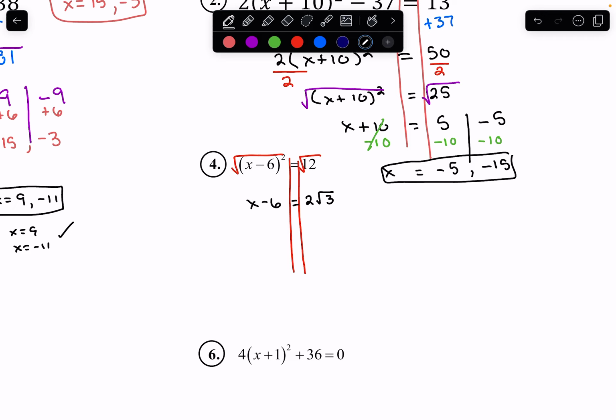I'm okay with that answer. That's a great answer, except you need to remember that there's also a negative 2 square root 3 as well. You don't just get one number, you get a positive and negative of the same number. Now this one's a little bit weird because I'm going to add 6 on the left to get rid of that minus 6. And I'm going to add 6 on the right to both of these numbers.